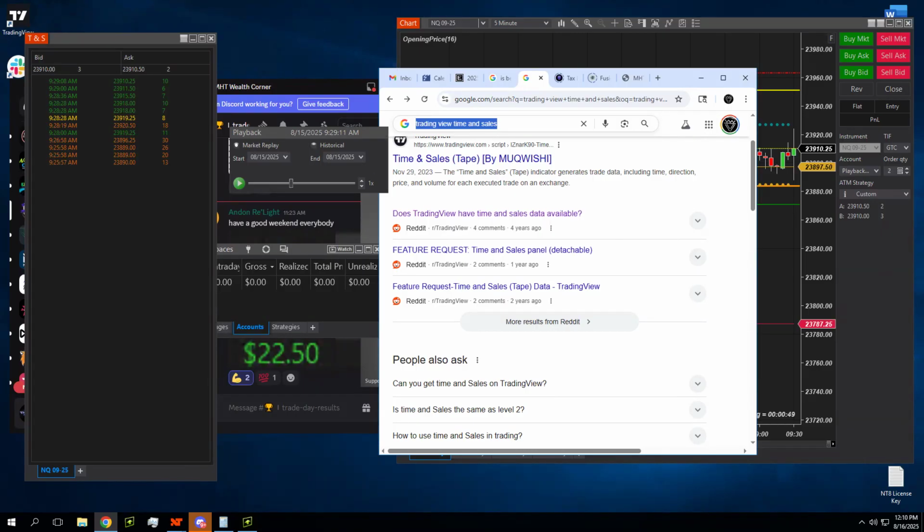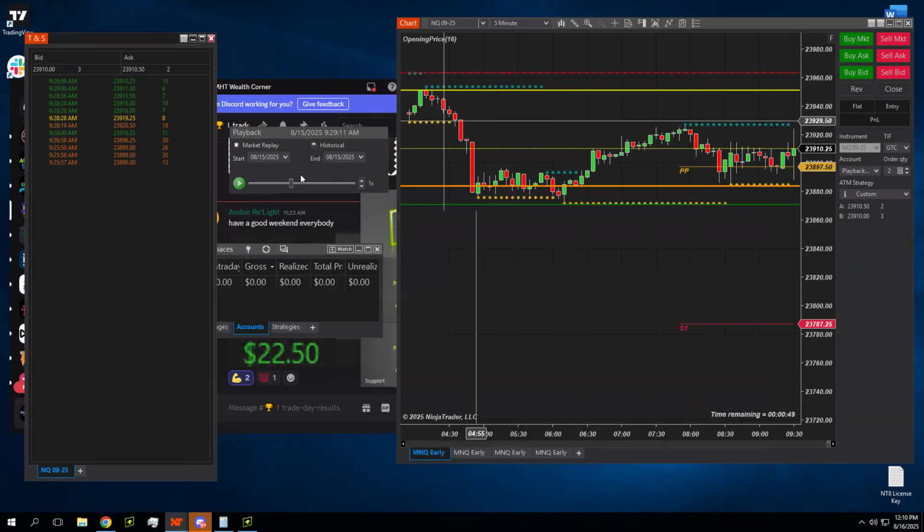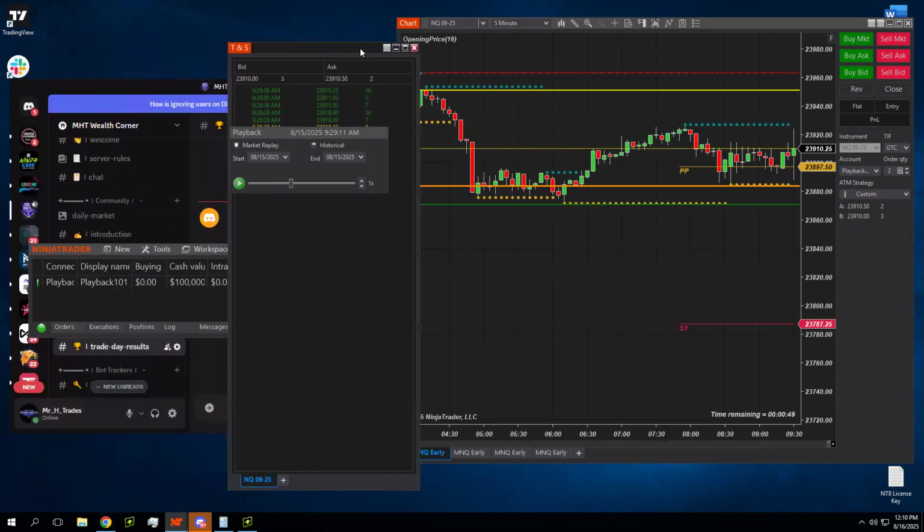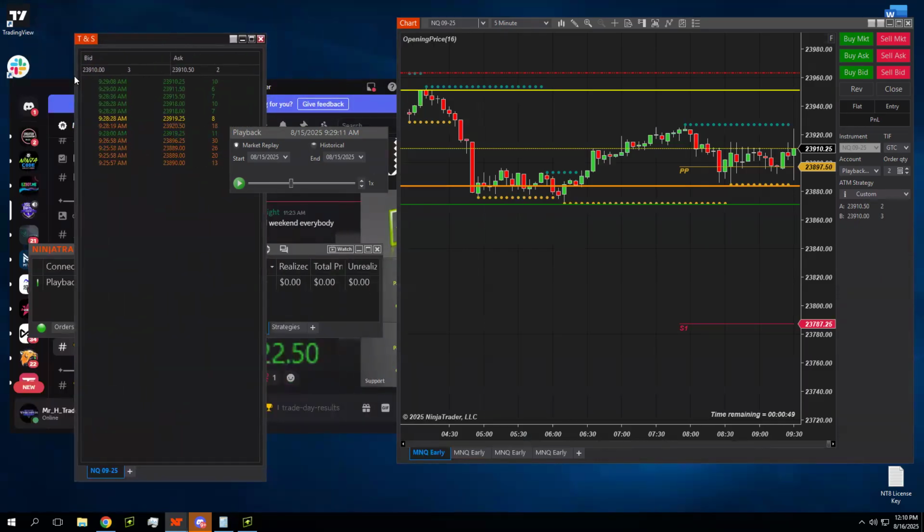And they have a built-in DOM. So their DOM has the time and sales on it also. Yeah, so they do have it. It's just called something different. It's called tape, or you can pull up the DOM. And like NinjaTrader, we have a DOM in NinjaTrader. I just don't trade off of it.